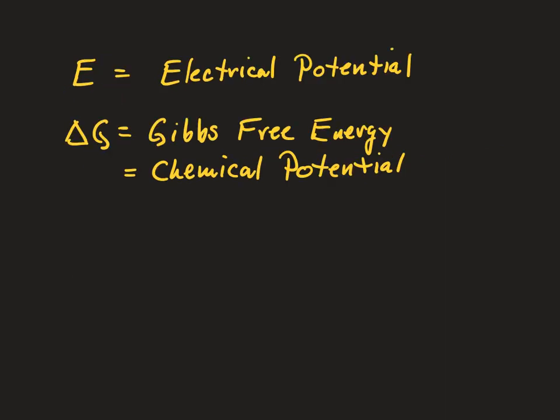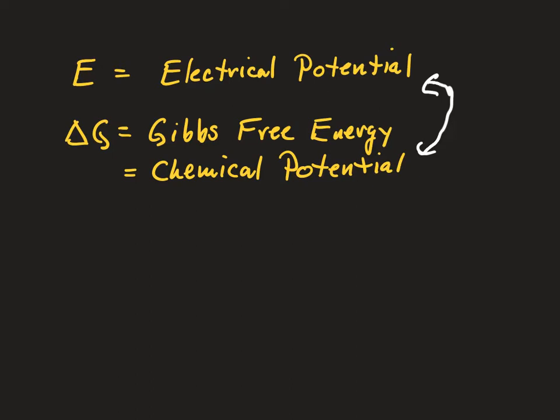In the last couple of chapters, we've defined some things that seem to be related to each other. We've defined E for these oxidation reduction reactions, and we've called that the electrical potential. In the previous chapter, we defined delta G, which we called the Gibbs free energy, but which is also called the chemical potential. And so it's reasonable to ask, is there a relationship between these two? And the answer is yes, there is.